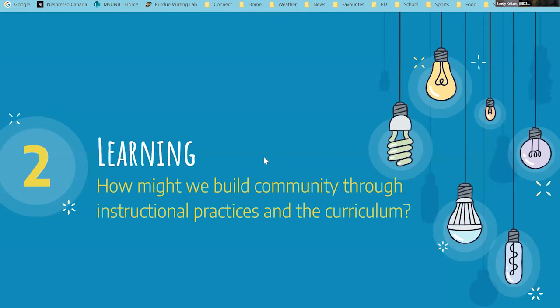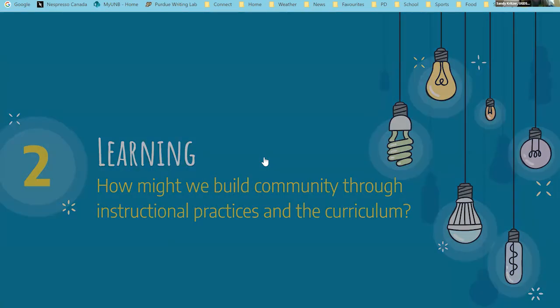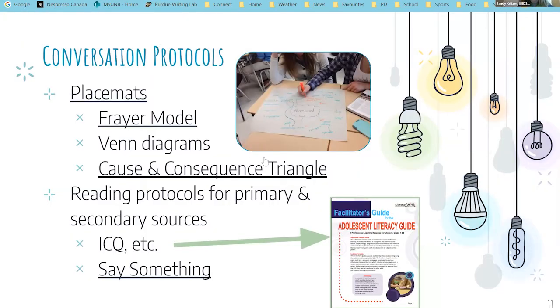So our next section is really how might we build community through the instructional practices and the curriculum. We've already done some instructional practices, but we really want to get deeper into the curriculum, into inquiry activities and so on. So one of the first things that Jan and I, we're total protocol people, is using protocols.